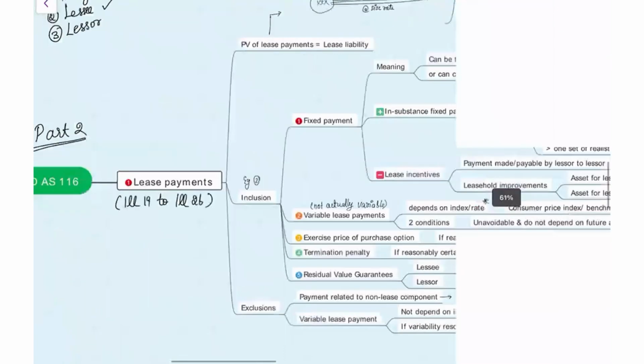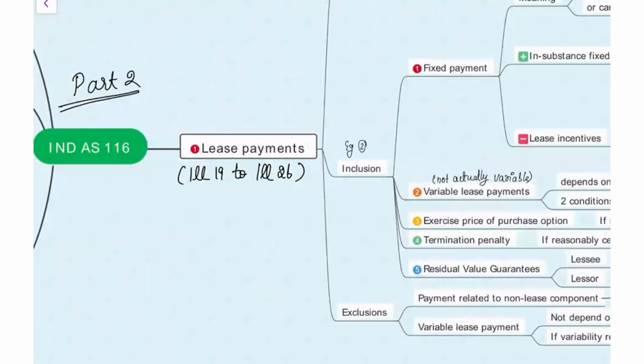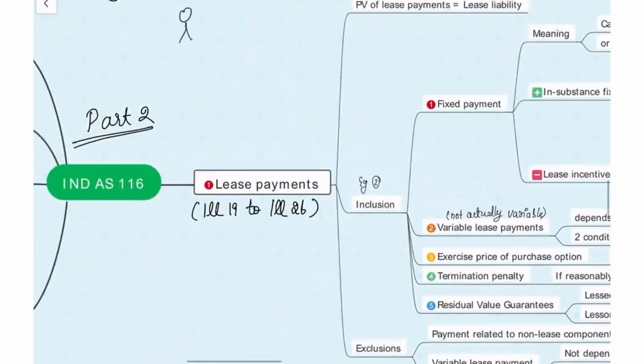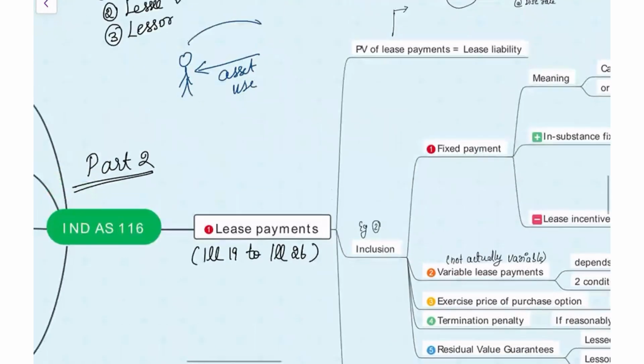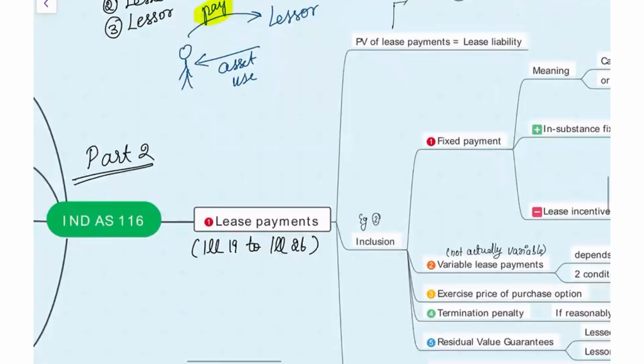So now the first topic that we are going to understand in lessee accounting: who is the lessee? First, let's start with the basics. Lessee is the person who is going to get the asset which he can use. And in return for using this asset, he is going to pay something to the lessor. Now, the amount that he is going to pay, we are going to understand about this in more detail now. The payment that he is going to make to the lessor will be known as your lease payments. So what are lease payments? What are the amounts included in it? We are going to understand now.